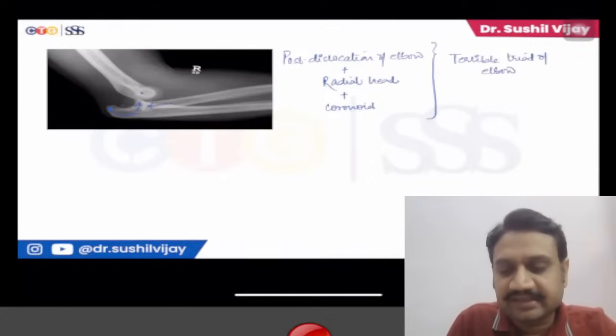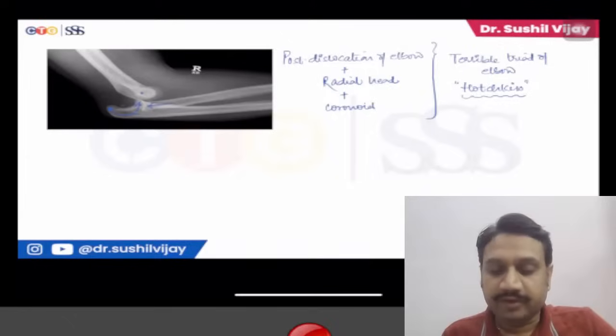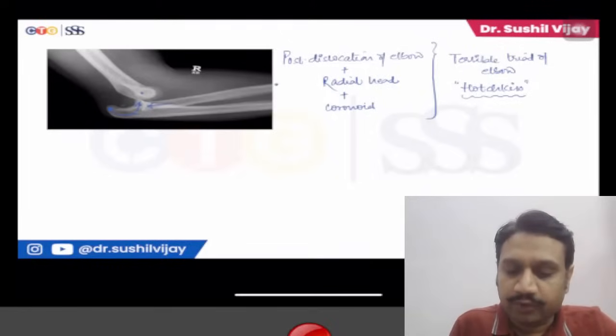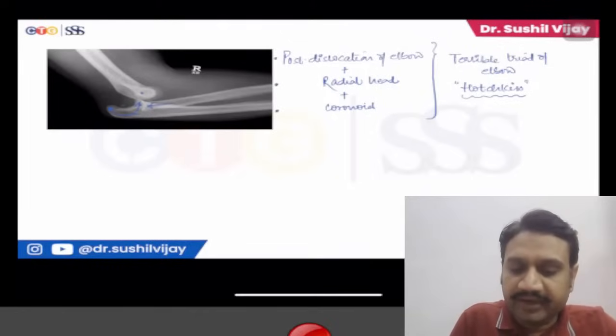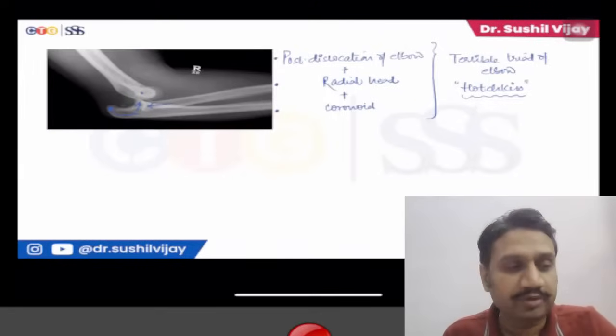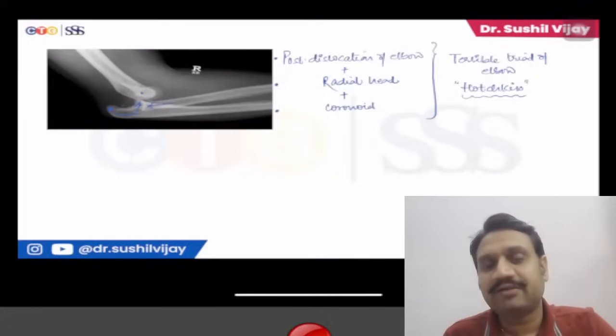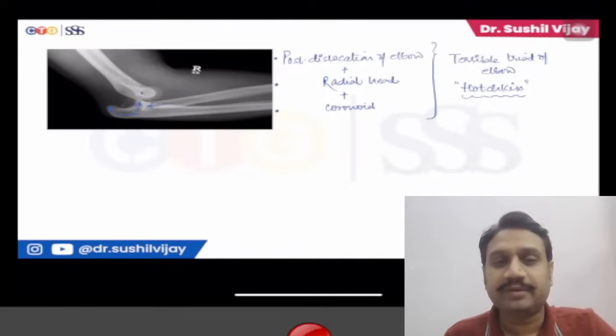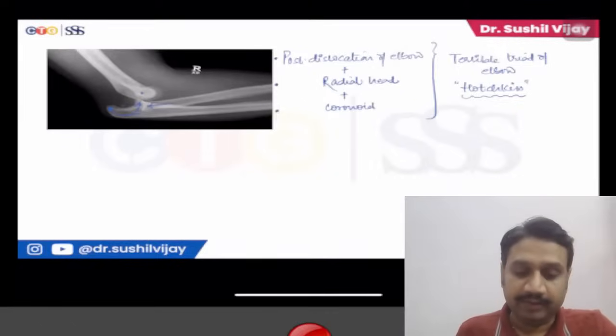So Hotchkiss terrible triad, or the terrible triad of the elbow, right? Posterior dislocation of the elbow with radial head and coronoid injury. These three, when involved all together, are the terrible triad of the elbow. Please do remember, in the last year 23 exam, we got a question on terrible triad of knee, and now this is about the terrible triad of elbow. So please do remember how it happens, all the three components of the terrible triad of the elbow.